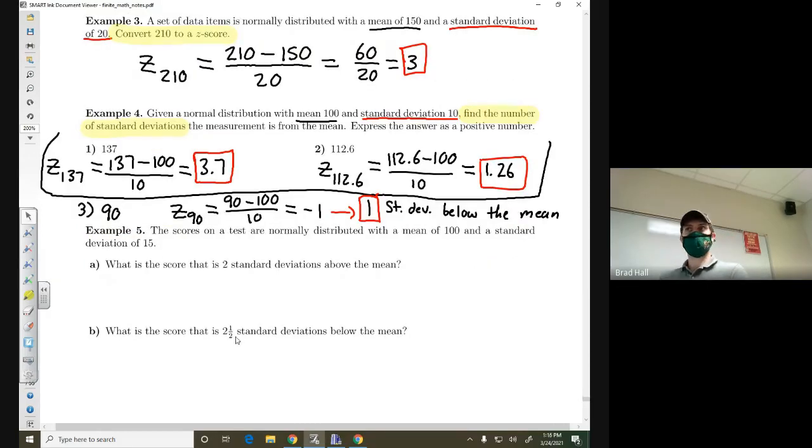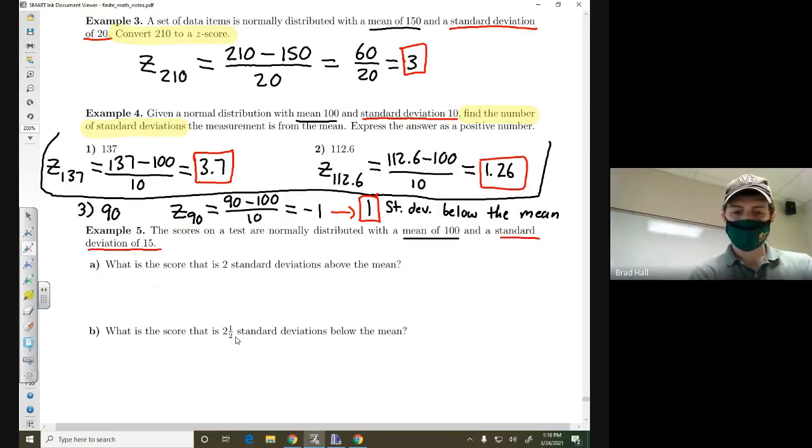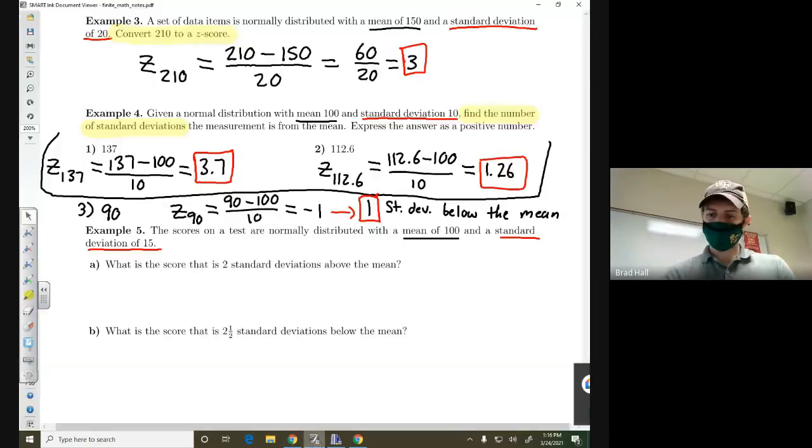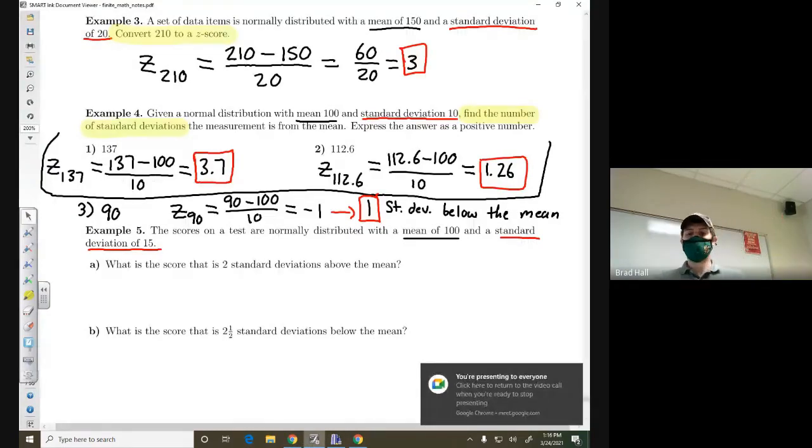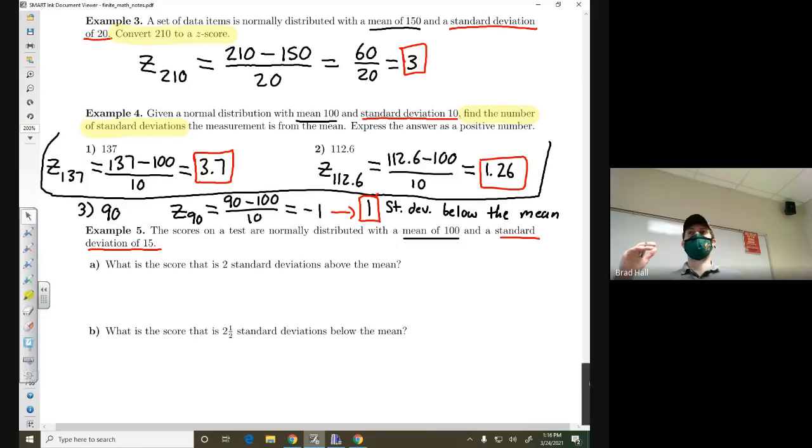Okay, any questions up to this point? If not, let's look at example 5. All right, they tell us a mean. They tell us a standard deviation. What is the score that is 2 standard deviations above the mean?